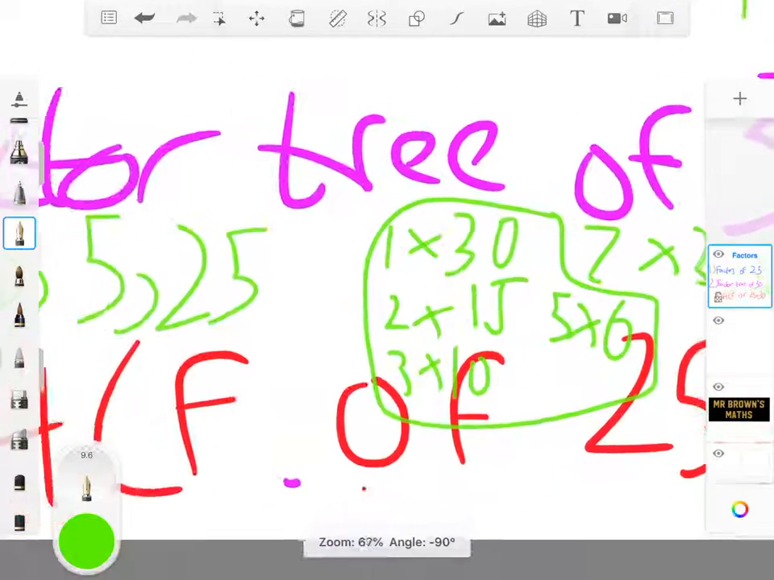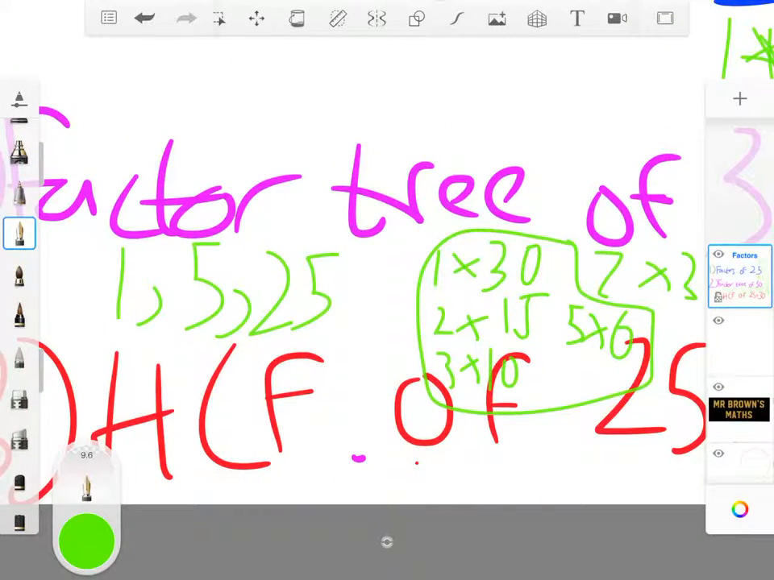So there you are, the ones are there. So let's cross them off. 10's not in 25, 15's not in 25, 6 is not in 25, 30 is not in 25, 3 is not in 25, 2 is not in 25. Okay, so the highest common factor is 5.